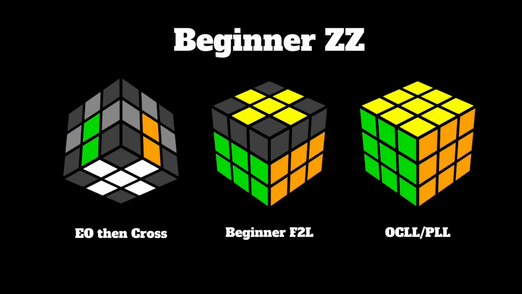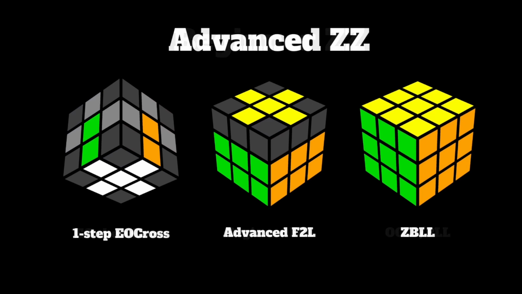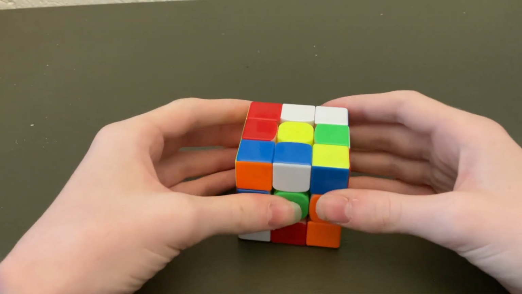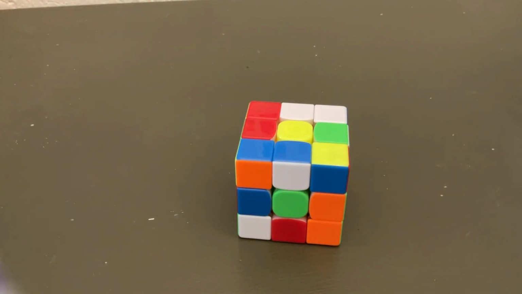ZZ method has 3 basic steps: EO cross, F2L, and last layer, and like any method there are beginner and advanced versions of these. So, to anyone who wants to get into and learn how to use the ZZ method, the first thing I recommend learning is beginner EO cross. I'm not going to explain exactly how edge orientation works in this video, but I will link a great video in the description of how you can learn it.